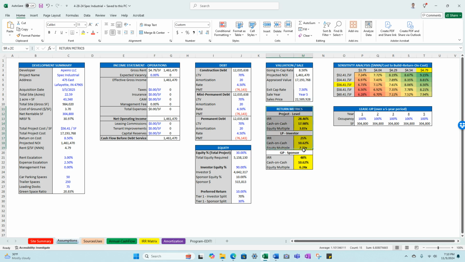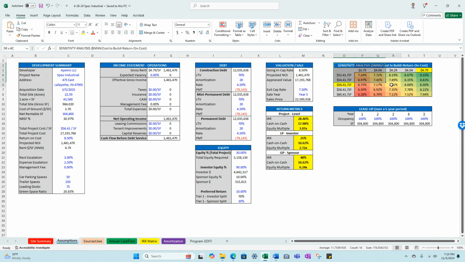I'll come back to these return metrics at the end of the presentation, but essentially we have a 100 basis point spread from the yield on cost to the exit cap rate. So the yield on cost is 8.5, the exit cap rate is 7.5.